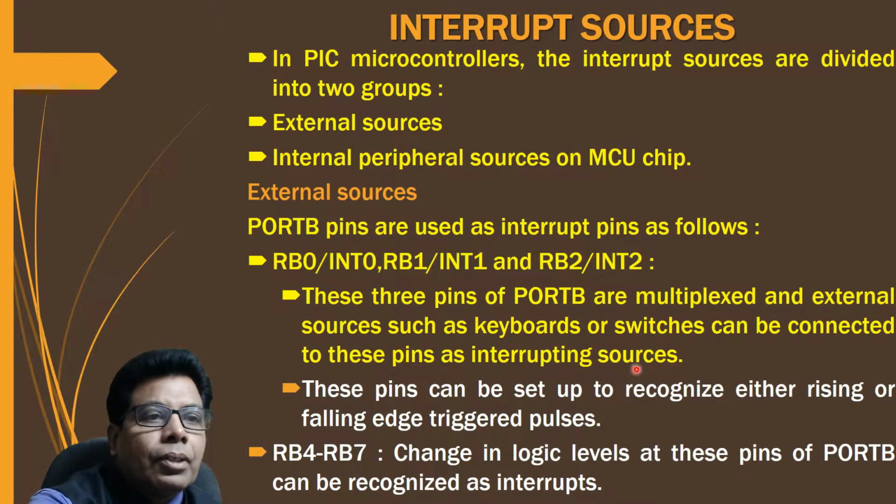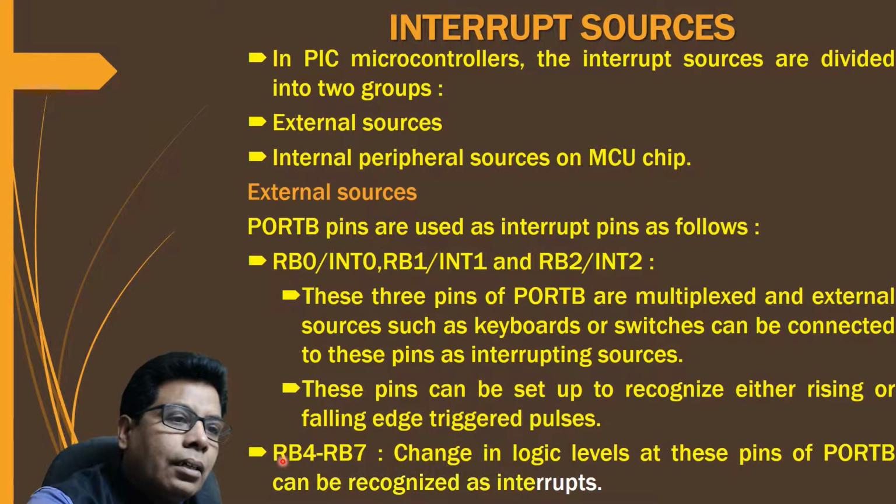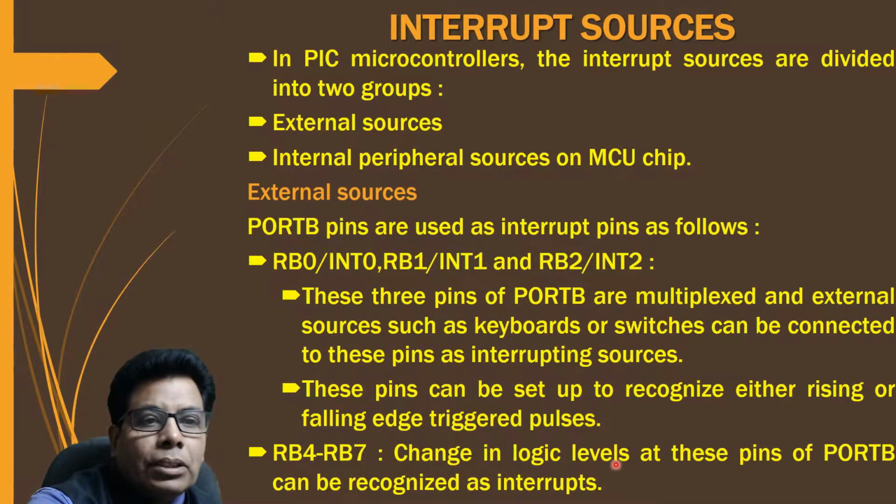So we can directly connect external sources such as keyboard or switches to these pins. These pins can be set up to recognize either rising or falling edge triggered pulses. So when we give rising or falling edge triggered pulses, they will be recognized. Then RB4 to RB7, the higher order pins of port B. A change in logic levels at these pins of port B can be recognized as interrupts. So this is a new thing. A change in logic levels merely will be recognized as interrupts for these pins.